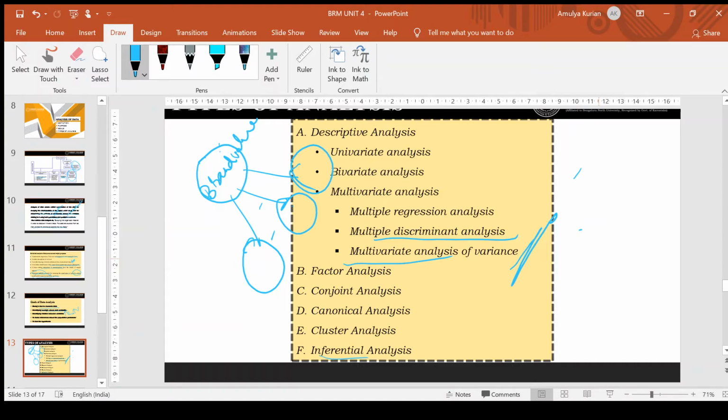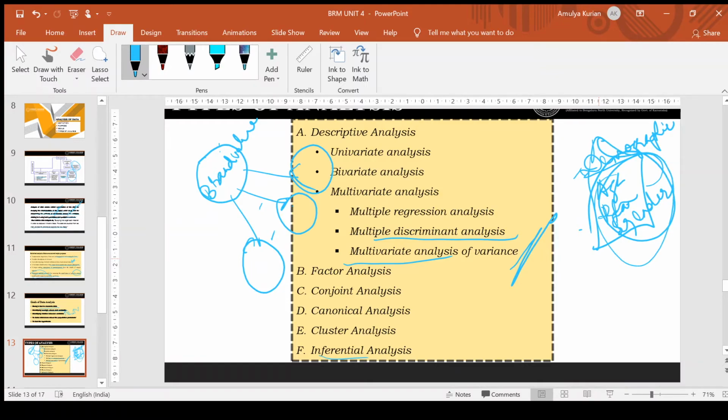The next one is factor analysis. Factor analysis means to reduce a large number of variables into fewer number of factors. For example, if we have many variables which can be clubbed together under one particular name, factors, then it is called factor analysis. For example, demographic details: age, gender, all those things will come under demographic characteristics. So if you are clubbing these factors under one main category, it is called factor analysis.